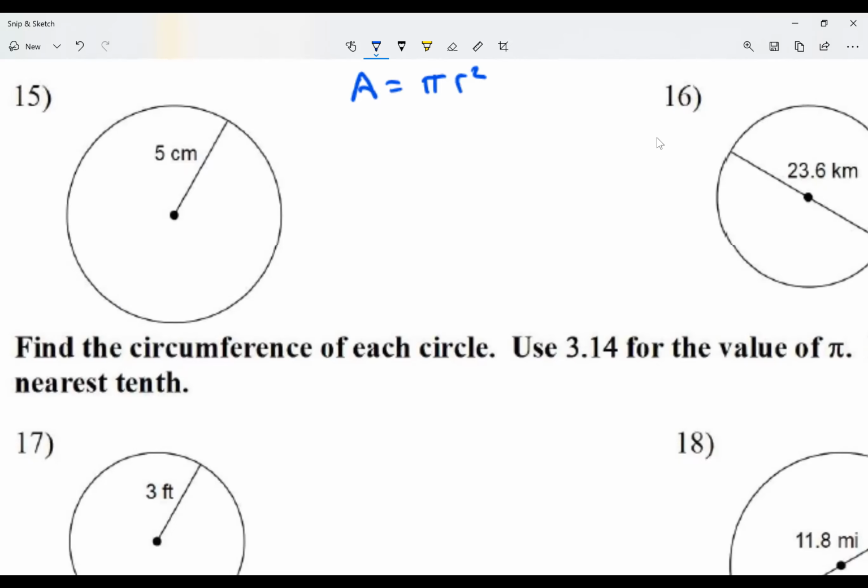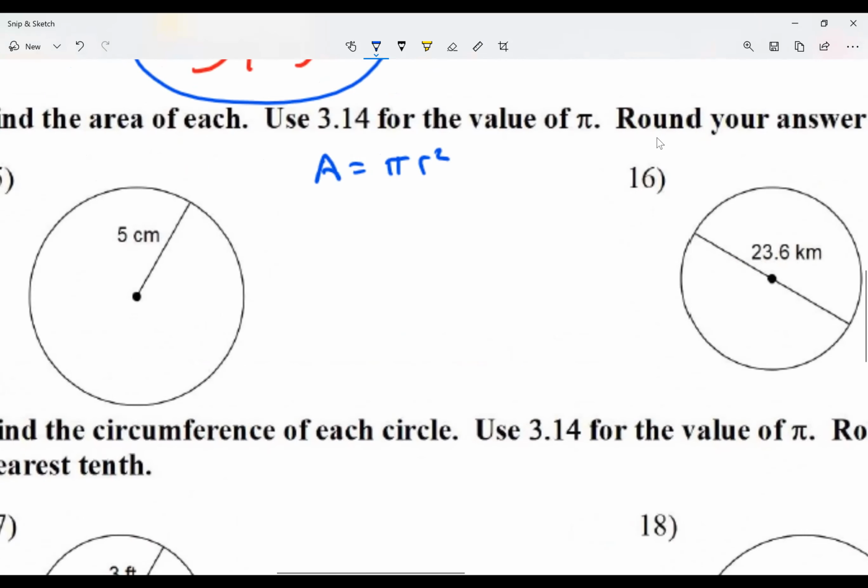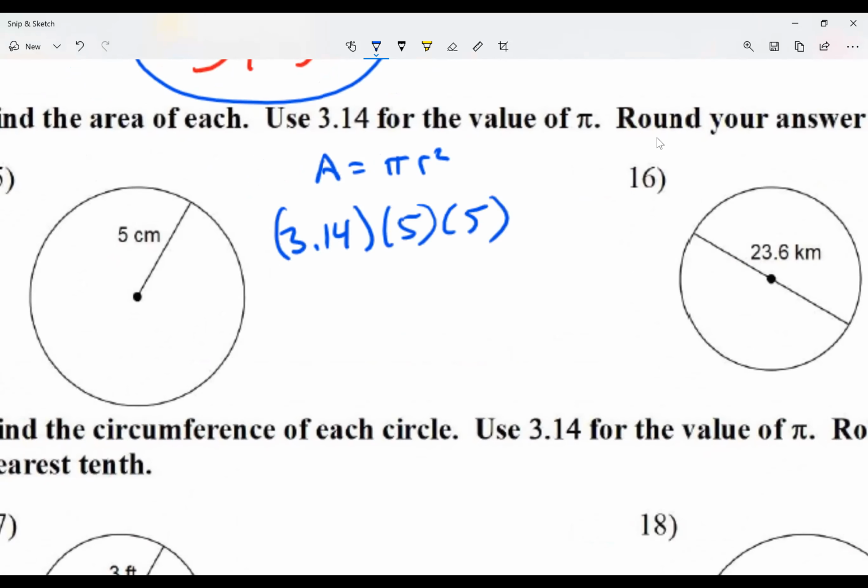But I am told to use 3.14 for the value of pi. So I'm going to use a decimal for the value of pi: 3.14 times 5 times 5. Notice I'm doing the radius twice. You can see where I got the radius, from the center all the way out. I'll grab my calculator and go 3.14 times 5 times 5, and my calculator gives me 78.5.